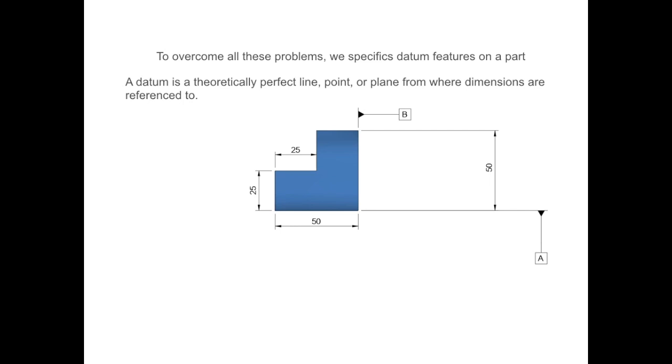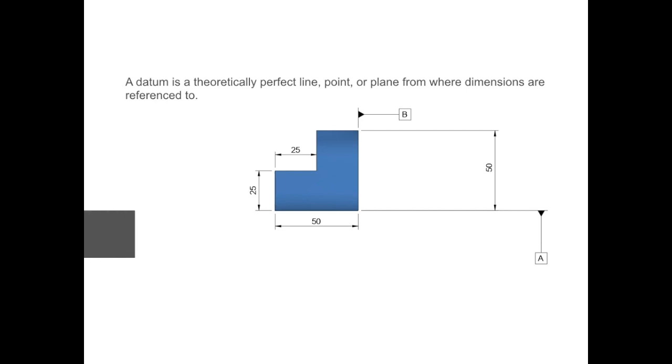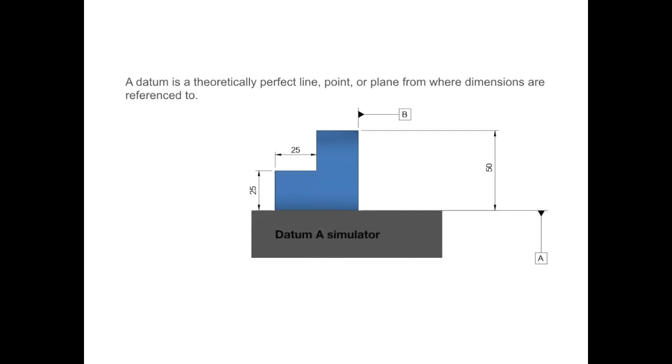Since our part is not perfectly flat, we need a datum simulator which has a finer surface finish as compared to our part. In real life, this datum simulator is usually a surface plate or a granite plate. In our example, the bottom surface of our part is referenced as datum feature A. We will place our part on top of a surface plate which will act as datum A simulator, and from there we will take our zero reference dimension.